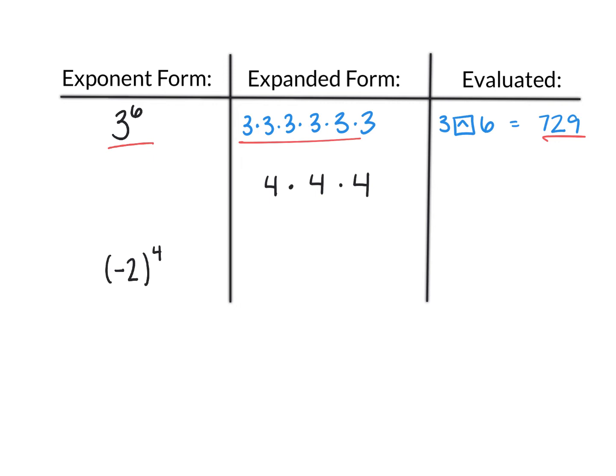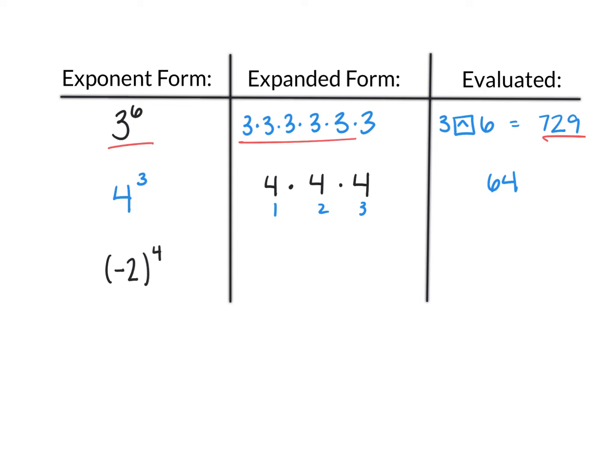If we see something like 4 times 4 times 4, we can evaluate that as equal to 64. The other way to look at that would be to write it in its exponent form. So 4 is your base, and it's happening a total of 3 times, so 3 would be your exponent.